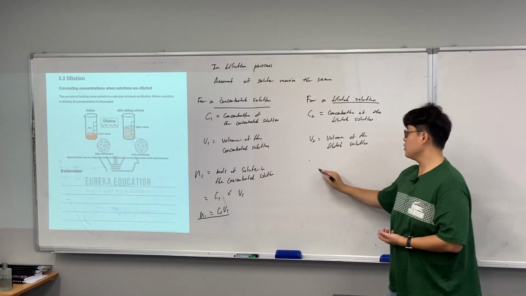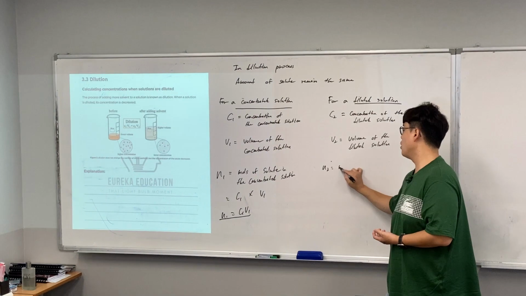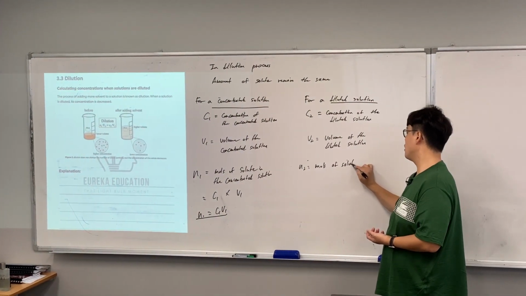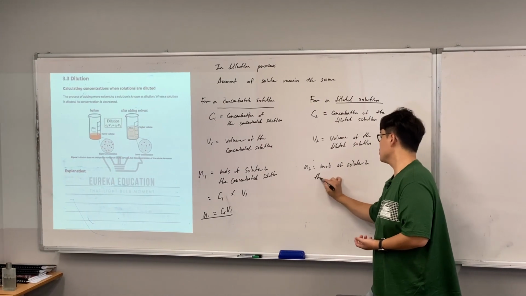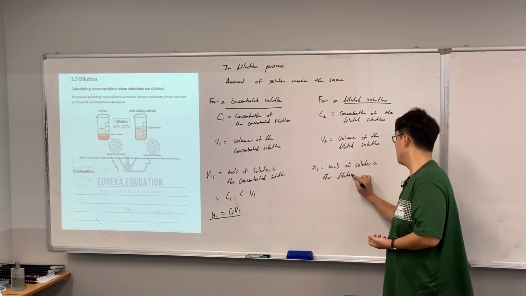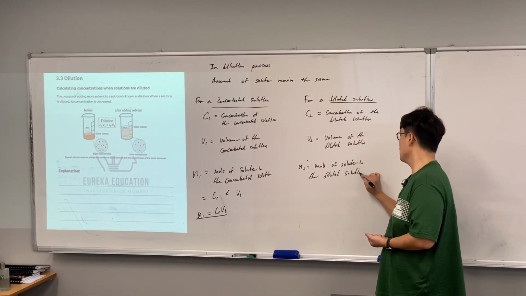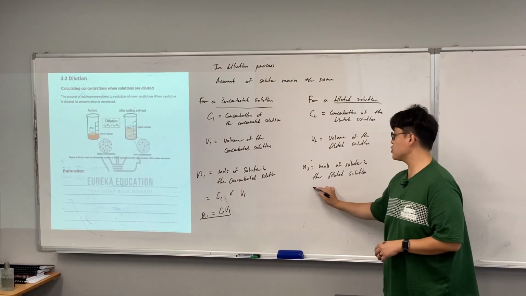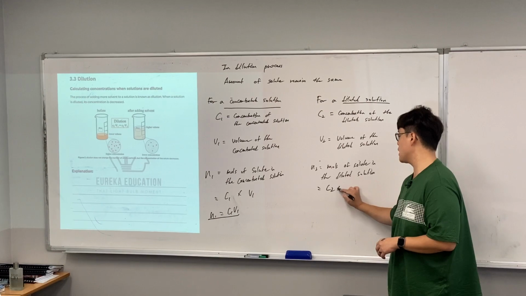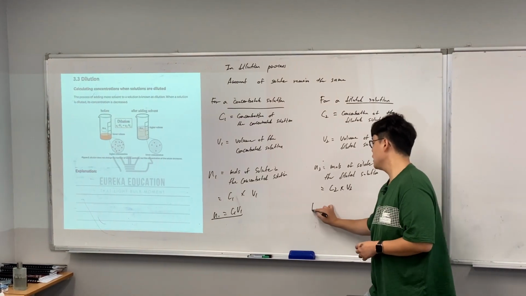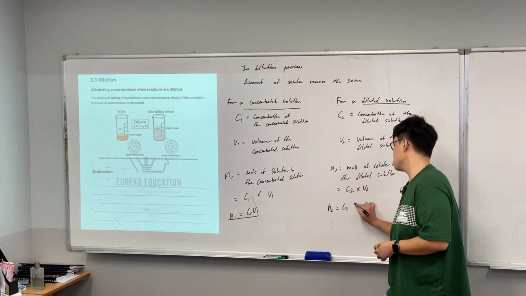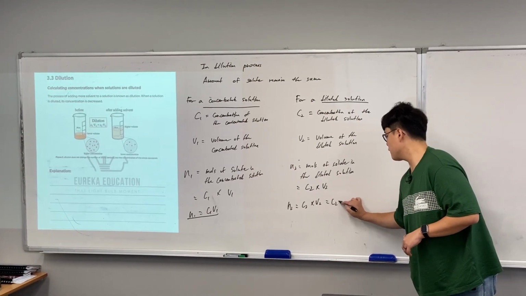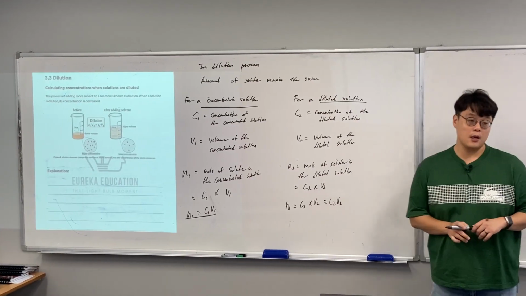Then N2 is simply the moles, or the amount of the solute, in the diluted solution. Where we can find N2 is, again, using the formula N equals CV, so C2 times V2. In other words, N2 is equal to C2 times V2, or C2 and V2 like this.